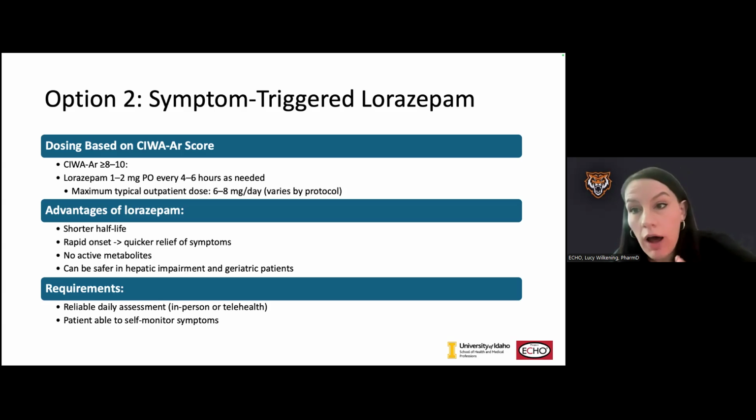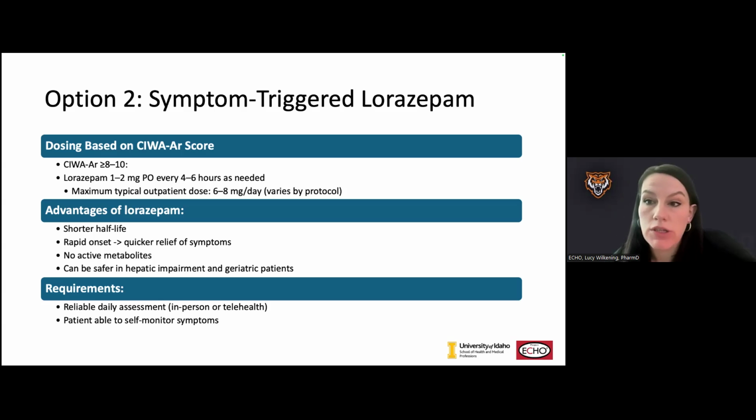I don't often see symptom-triggered lorazepam protocols used for ambulatory detox, although you might still see it from time to time. The way this works is that you give a dose of lorazepam 1 or 2 milligrams every 4 to 6 hours based on CIWA scoring, right? So this really underscores the point about somebody having reasonable health literacy and understanding of the symptoms they're experiencing and scoring their CIWA. Again, I don't oftentimes see this utilized in ambulatory detox. It's going to be more of the former option.